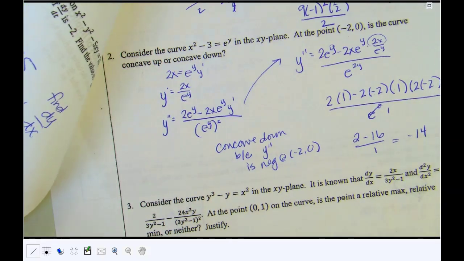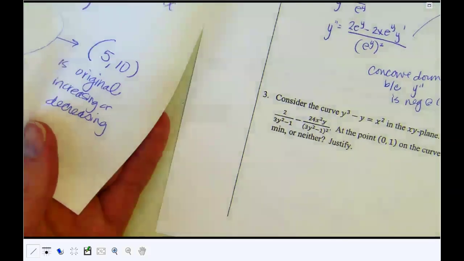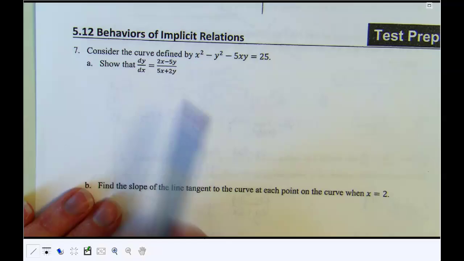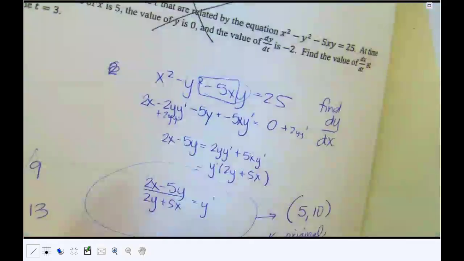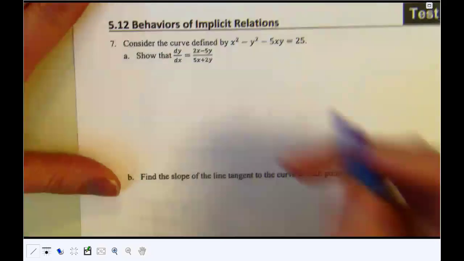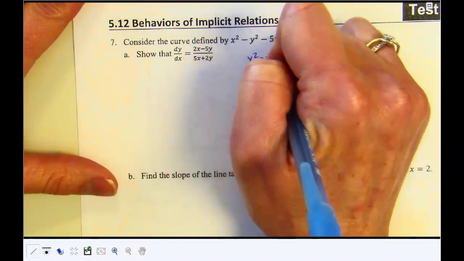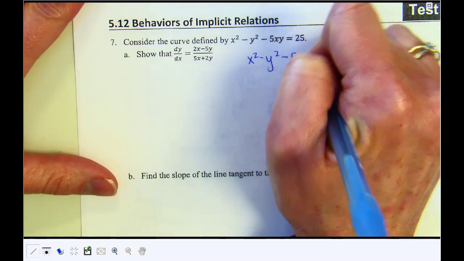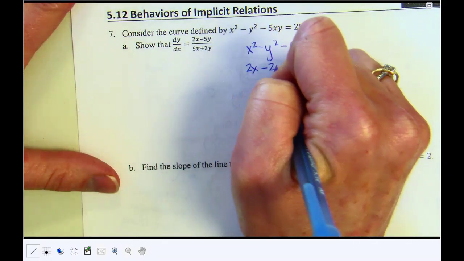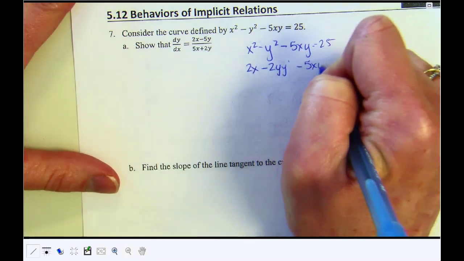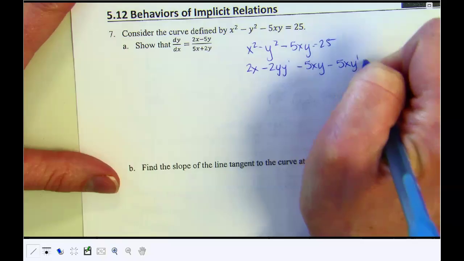So in this case, we got what they got: 2x minus 5y over 5x plus 2y. So when they say show that that's true, your work just needs to end up exactly the same as that. I'll rewrite what we had: 2x minus 2y prime minus 5y minus 5xy prime equals 0.